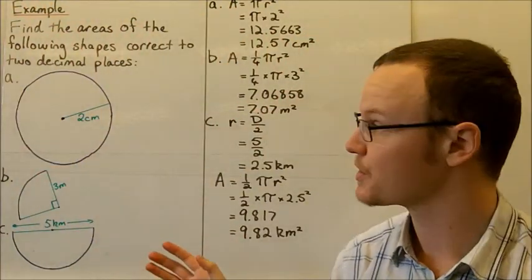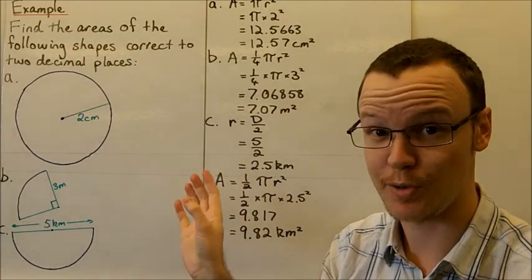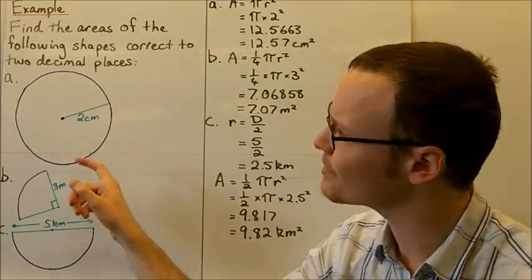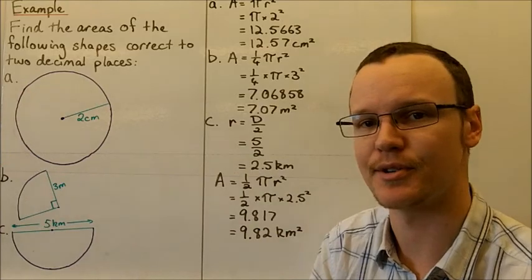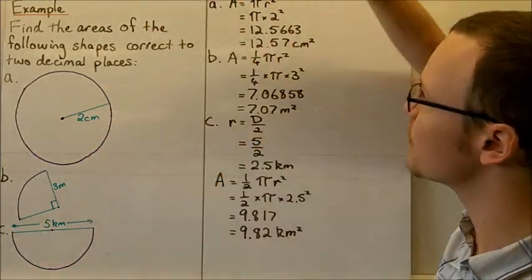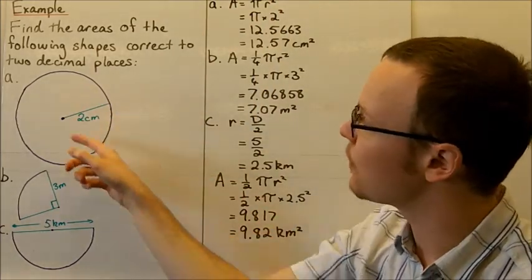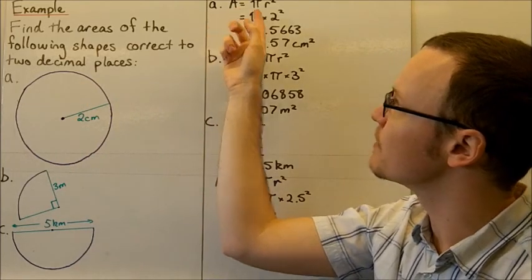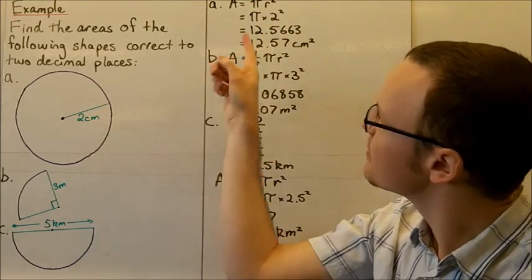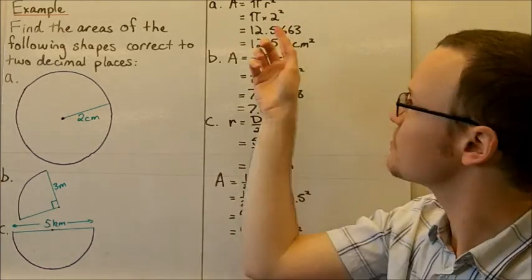So if we're having a look at some examples, we're asked to find the areas of the following shapes correct to 2 decimal places. Our first shape, we've got a full circle, the whole circle, and we're asked to find the area of that whole circle. The radius here is labelled as 2 centimetres. We know the area is equal to pi multiplied by the radius squared. So we substitute 2 in for the radius, pi times 2 squared. So that's pi times 4.